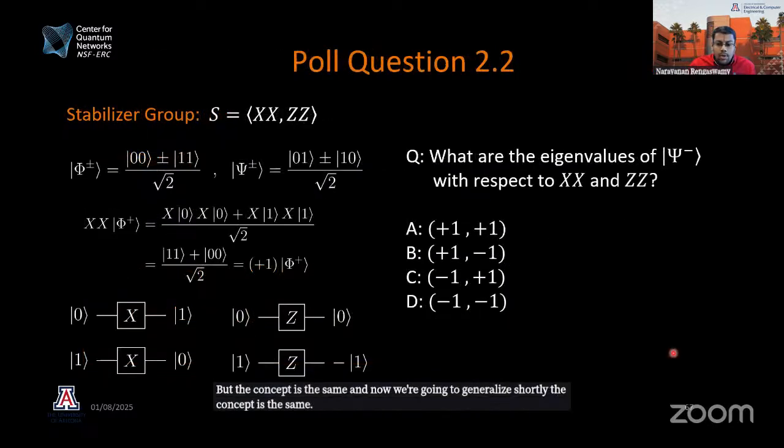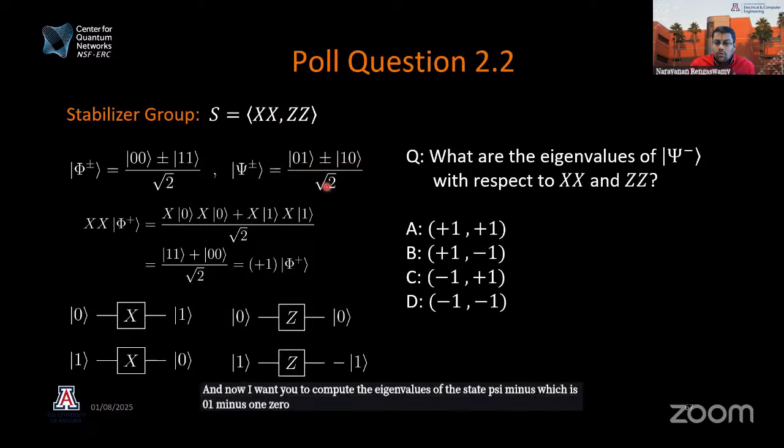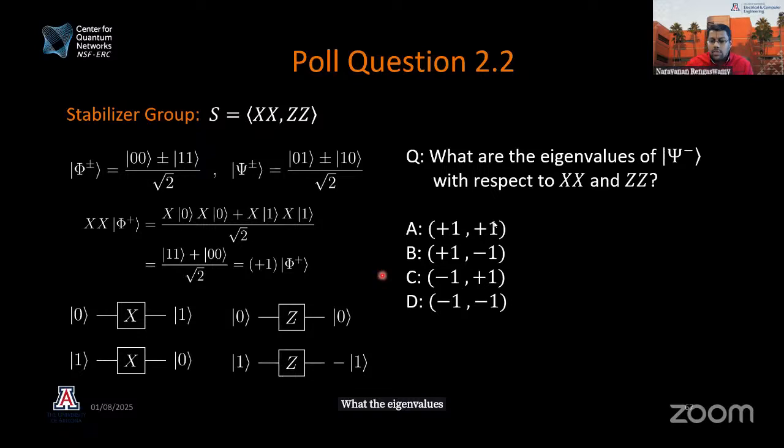Now let's give you some practice. So here is all the facts that we just covered. And now I want you to compute the eigenvalues of the state psi minus, which is 0, 1 minus 1, 0 over square root of 2, with respect to XX and ZZ. So you can basically repeat a similar calculation and answer what the eigenvalues of the state are.